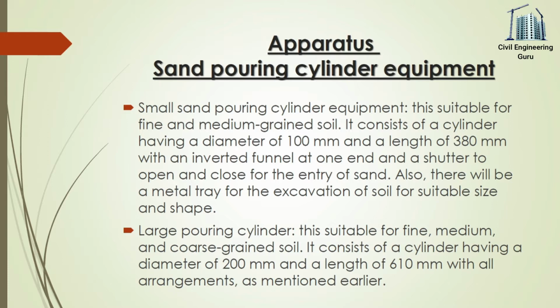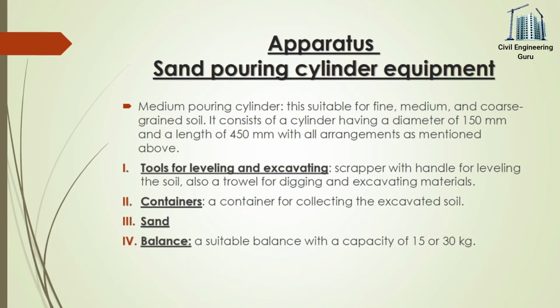Large pouring cylinder. This is suitable for fine, medium, and coarse grained soil. It consists of a cylinder having a diameter of 200 mm and a length of 610 mm, with all arrangements as mentioned earlier. Medium pouring cylinder. This is suitable for fine, medium, and coarse grained soil. It consists of a cylinder having a diameter of 150 mm and a length of 450 mm, with all arrangements as mentioned.